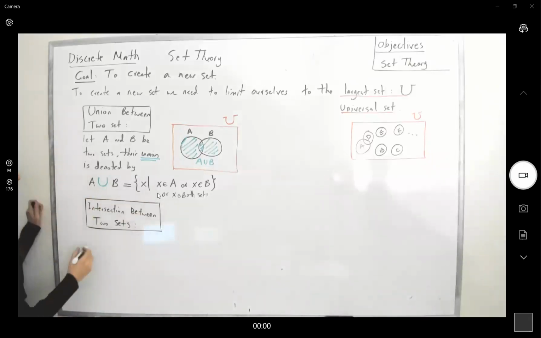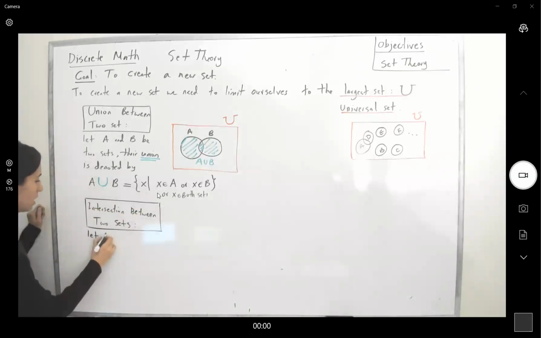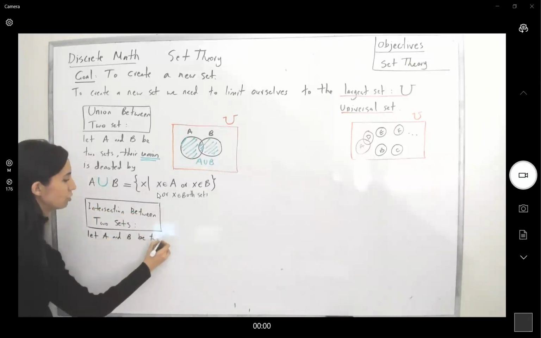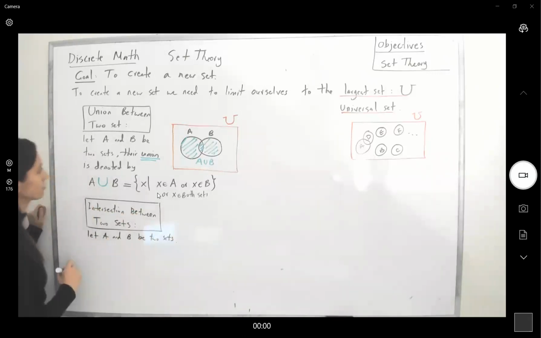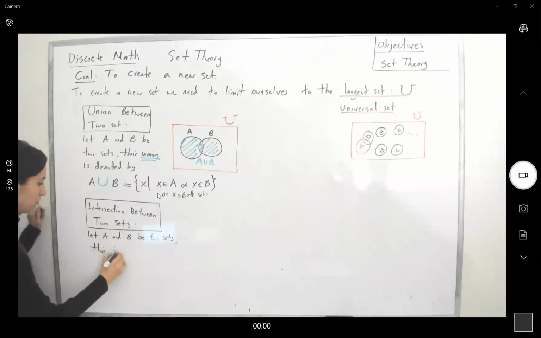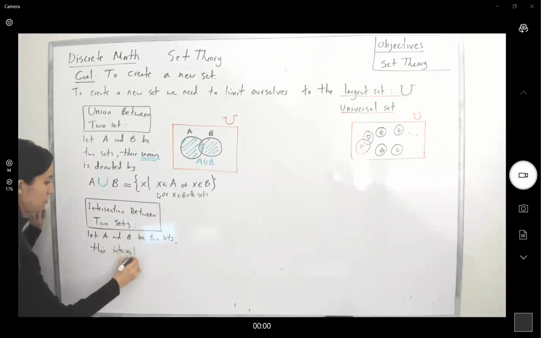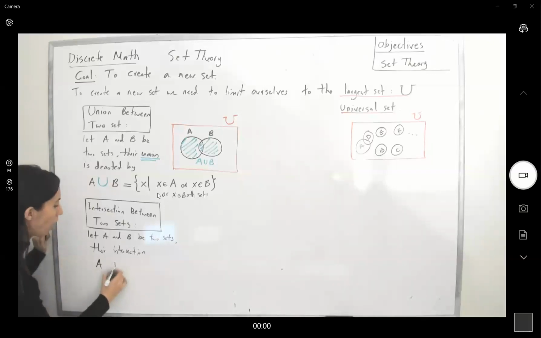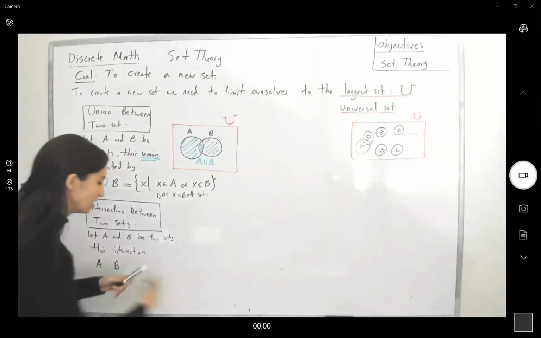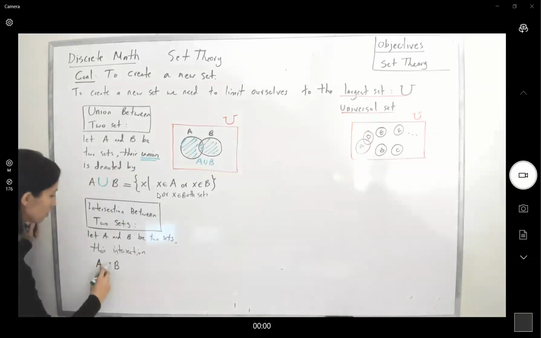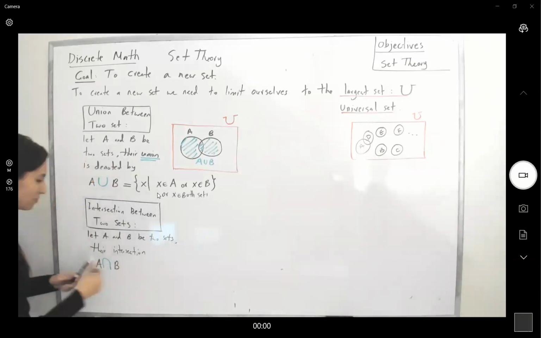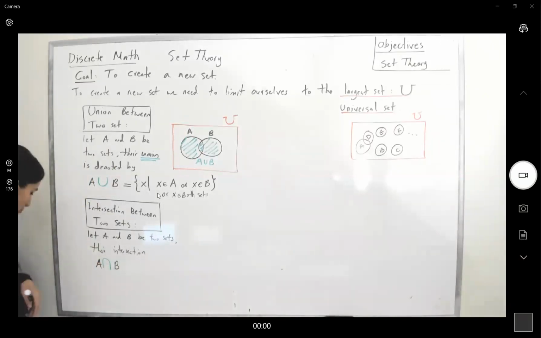We're working with two sets. Let A and B be two sets. Their intersection is denoted by A upside-down union B. So, upside-down union, and it's defined this way. This is the intersection.